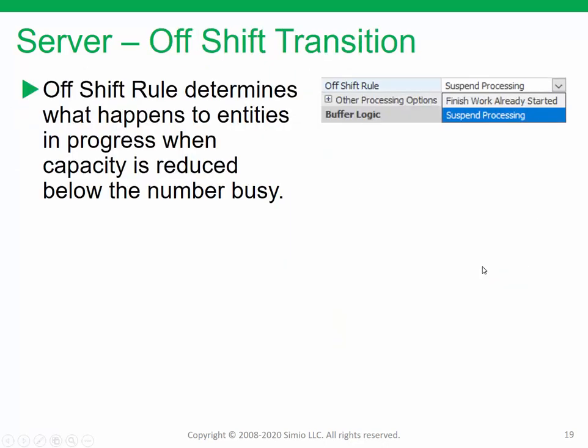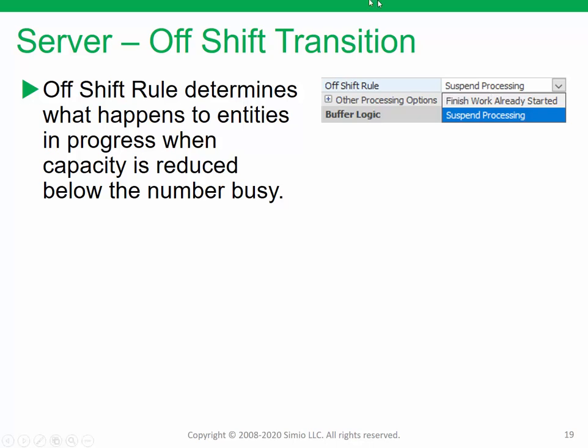With off-shift transition, we specify how the server should behave when we're using a work schedule and the server is scheduled to go off shift. So in the example I used earlier, if the server is modeling a person who's going to take a lunch break and the person is in the middle of processing something when that lunch break time happens, what should happen? This is handled by something called the off-shift rule. The default off-shift rule says suspend processing. Basically the processing time just stops and the resource goes off shift, and when the resource comes back on shift, the processing time continues.